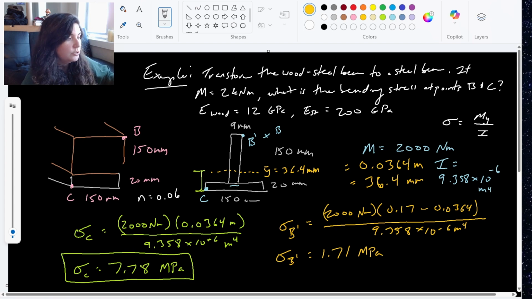So what I get here for the bending stress at B prime is 1.71 megapascals. But again, that is if this were made of steel, but it is not actually made of steel. So what we want to do is use our transformation factor. This is not the right number. I wrote down the wrong number, sorry. It's 28.6. I was like, wow, that number seems really low. That was not the right number. When you punch this into the calculator, this is 28.6 megapascals.